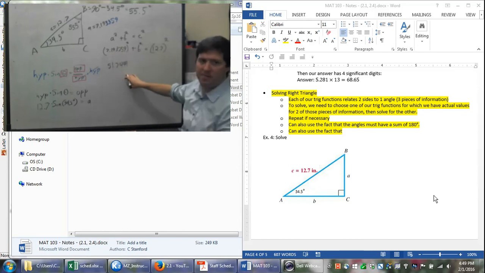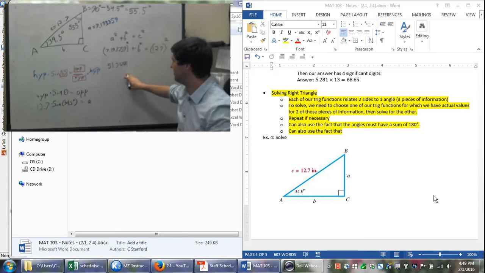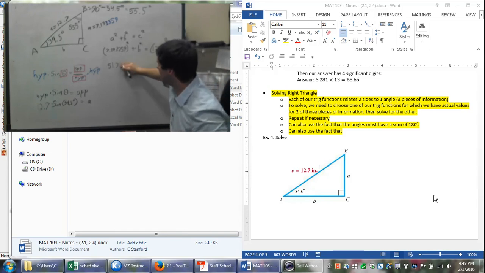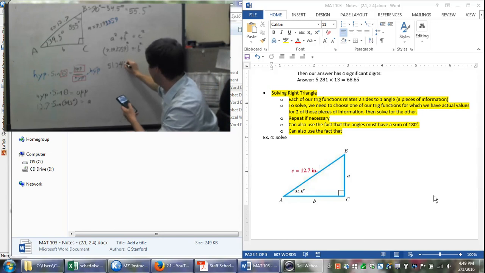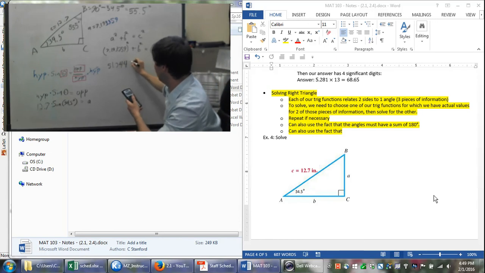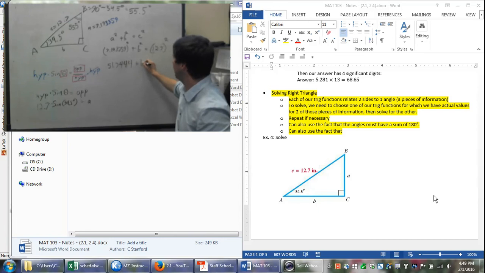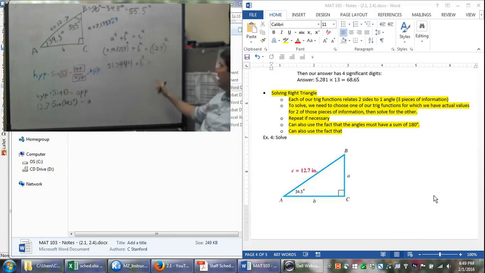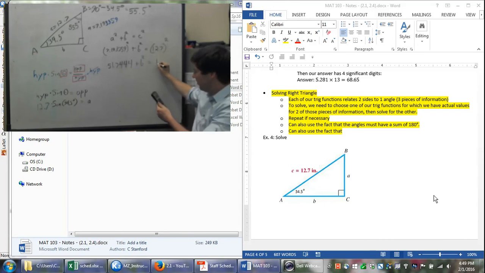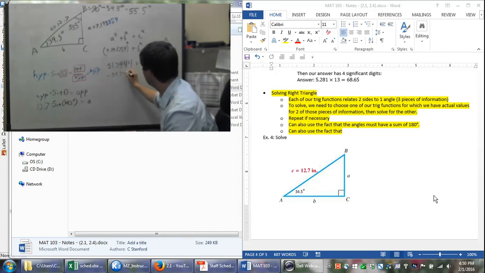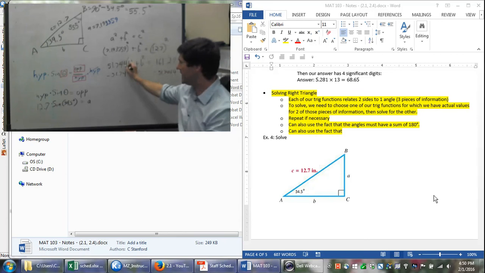Oh, I write much better when I'm standing, I guess. So 90 minus this 34.5 gives us our measure of angle B. And what is that? It's going to be 55.5. So that would do it. That tells me this one is 55.5 degrees.